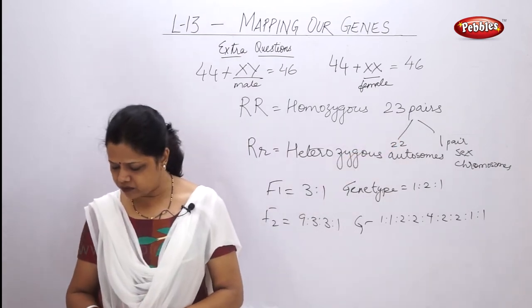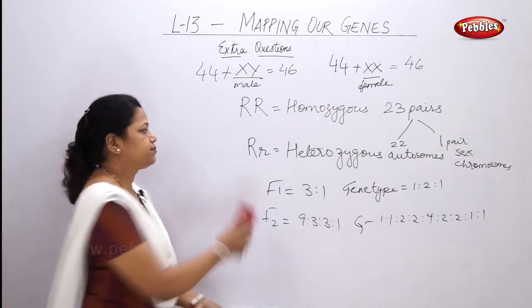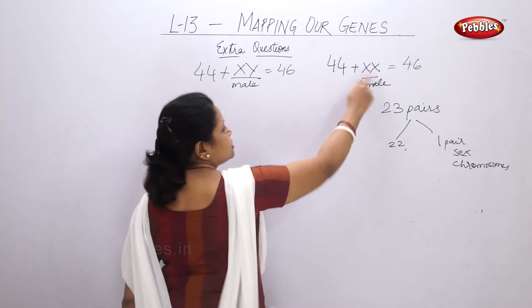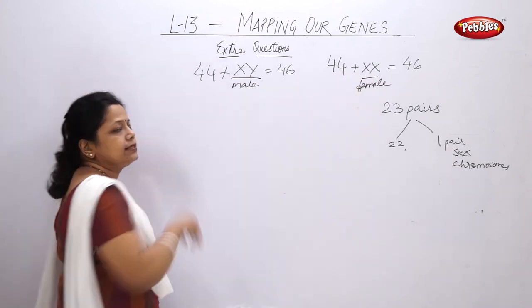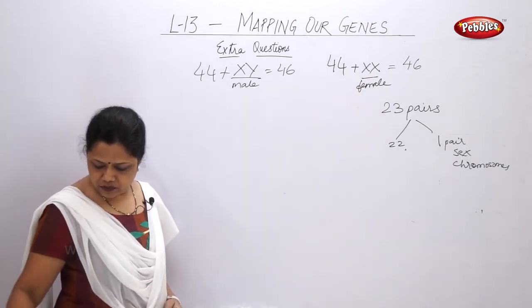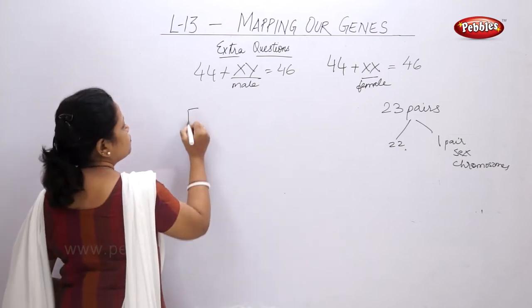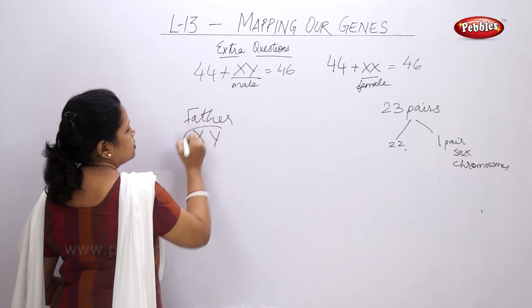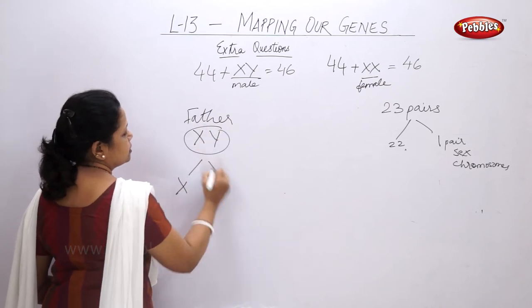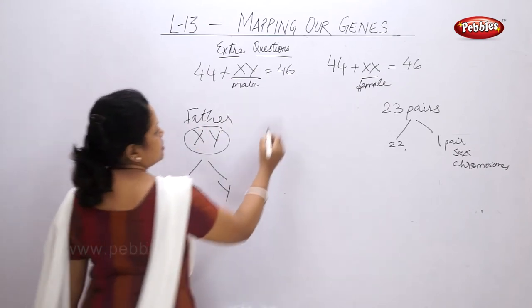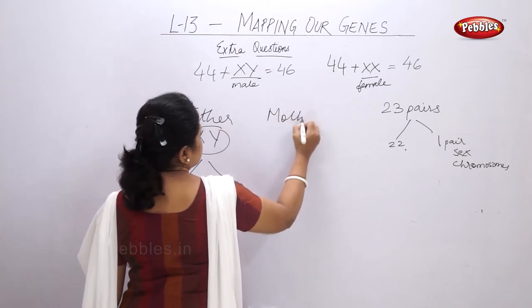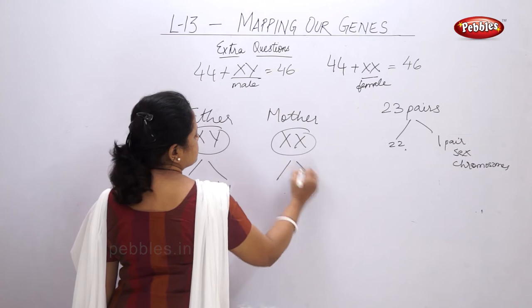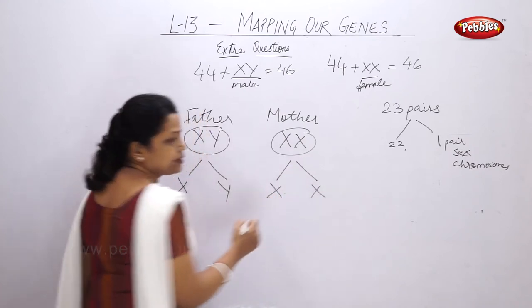How is the sex of human offspring determined? Now female contains XX type of chromosome, male contains XY type of chromosomes. So we can see with the help of this, suppose a father is carrying XY, so this is X and this is Y, different gametes. Mother is carrying XX type of chromosome. So these two types of chromosomes can be separated like this.